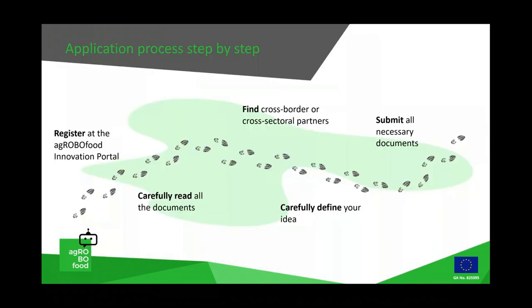So what do you need to do? You need to go to the Agrobal Food Innovation Portal and read all the documents. Harald also mentioned this for Smart Agri Hubs. There is a list of documents that are open call documents that can guide you through the process.